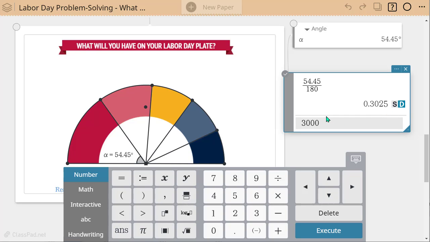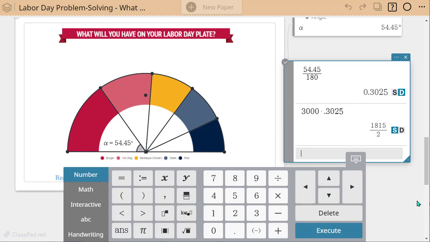So 3,000 times that 30% is going to give me about 907. So there's 907 of the surveyed people that are eating hamburgers, or if I'm going to round, maybe I want a whole person. I can't have a half person. So things like that they could talk about. So 907, 908 of the 3,000 are eating hamburgers. That's a fairly huge amount.